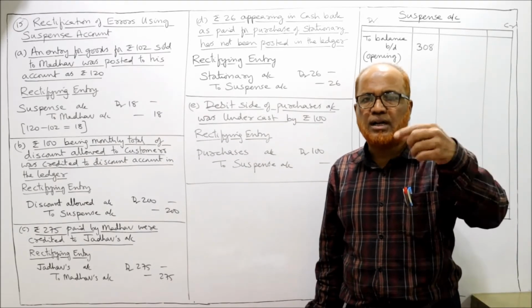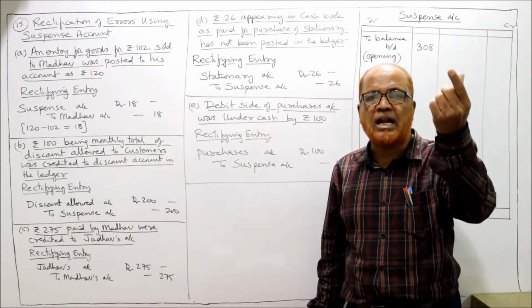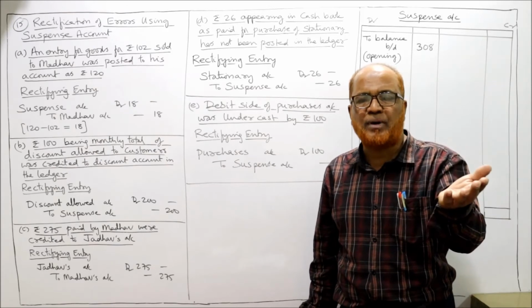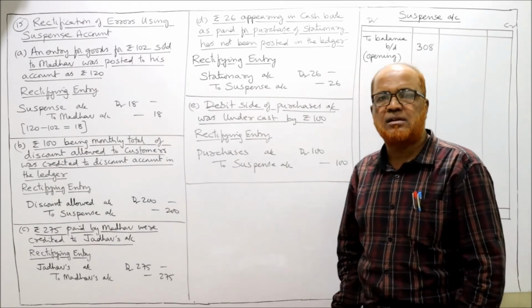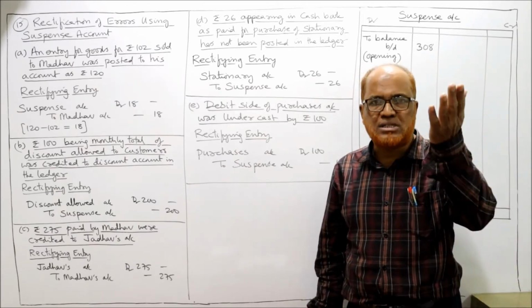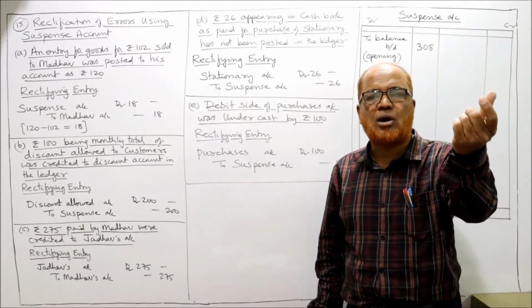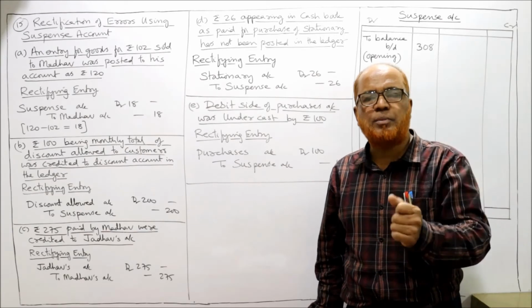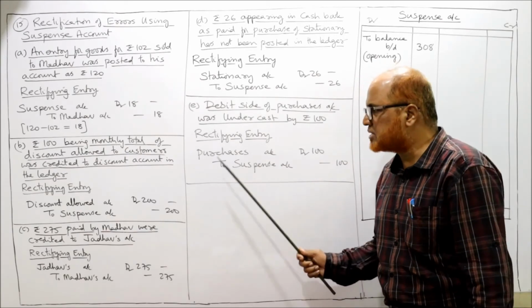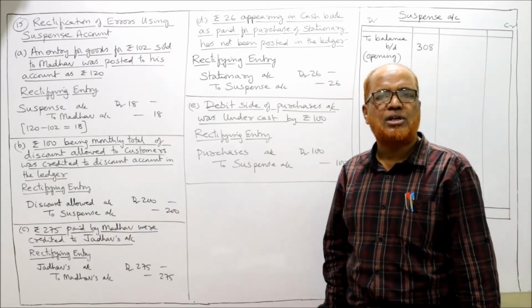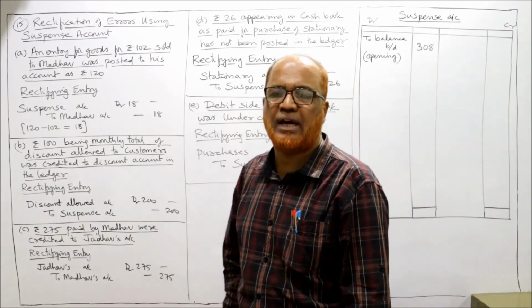Purchase account debit side was undercast. Undercast means taken less. On debit side of purchase account, we have taken 100 rupees less. Now we debit it, because debit side is taken short. The purchase account should be debited. The credit should be given to suspense account. The purchase account debit to suspense account 100 rupees. Error rectified. So we have rectified all the 5 errors.